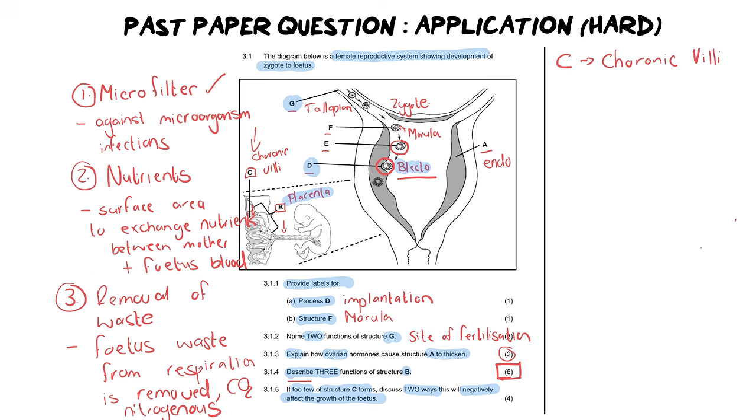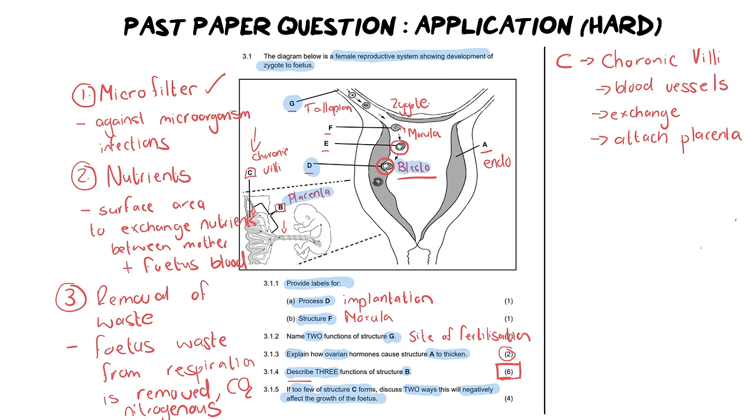Chorionic villi are made up of blood vessels, and they are there for exchanging nutrients. So they're an exchange, and they're also there to attach the placenta to the wall of the uterus. So I've jotted these ideas down so that we can actually answer the question, because this is why it starts to become an application question.